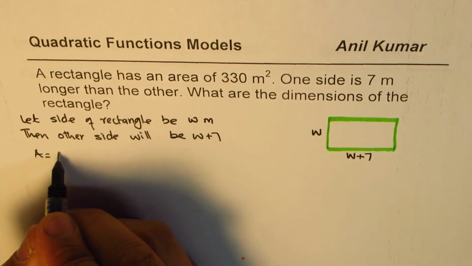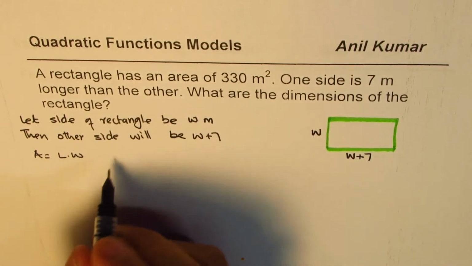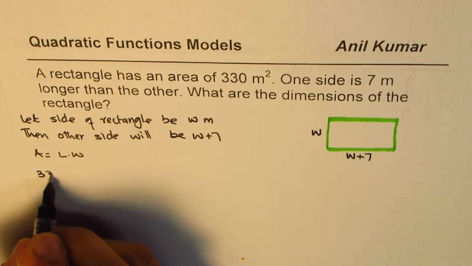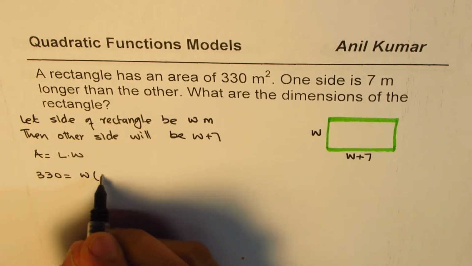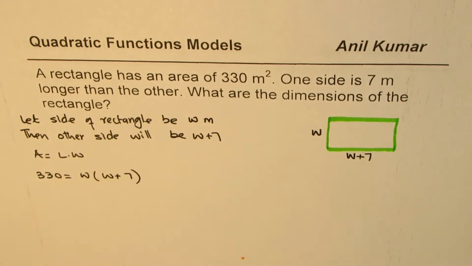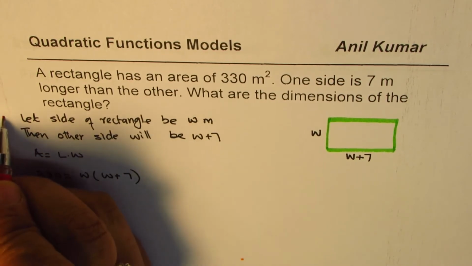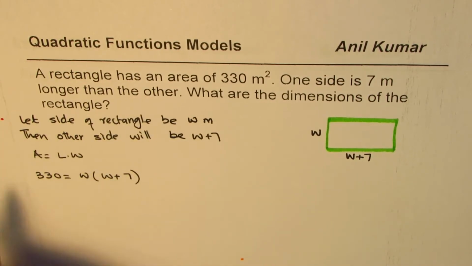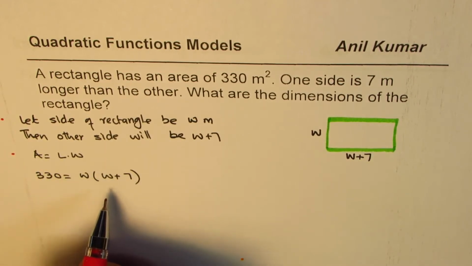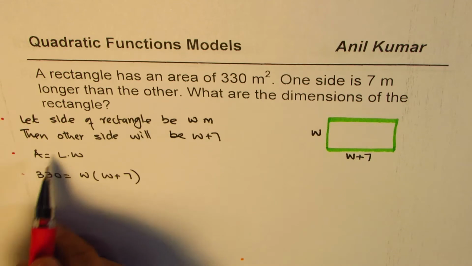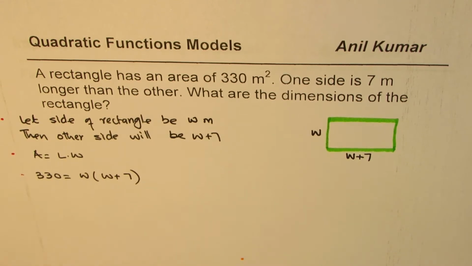And we are also given that the area is 330. Since area is length times width, we can say that 330, the area given to us, is the product of these two, w times w plus 7. Is it okay? So that is how you actually form an equation. To form an equation you need a let statement, an algebraic equation which links the two, and then you substitute what your variables are so that you get an algebraic equation in one variable.